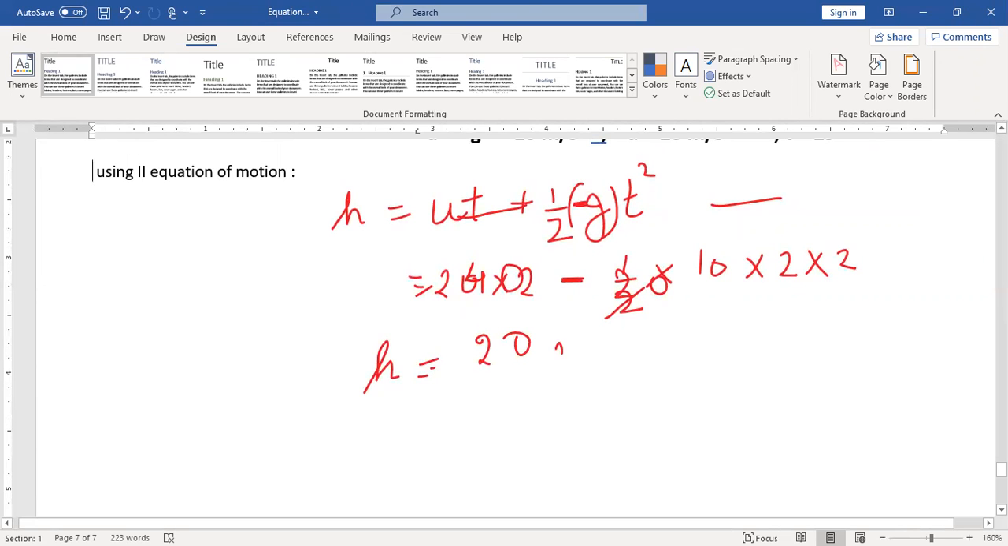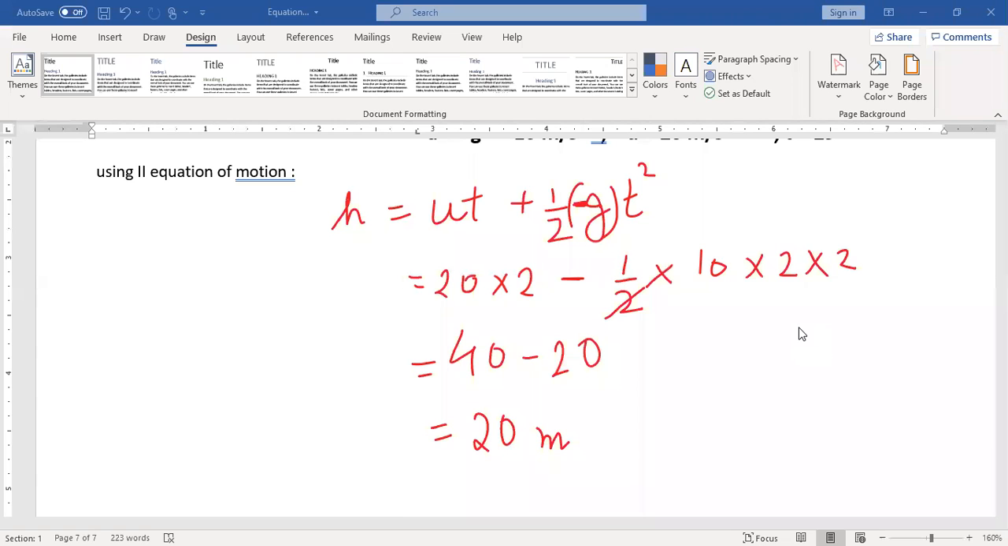So here the pebble has traveled a distance of 20 meter in time of 2 seconds. So after question number 14, now students, you can try to find the answer of question number 17th also. So try question number 17 too.